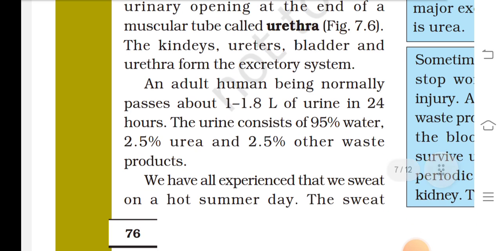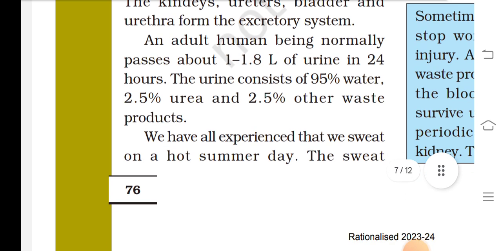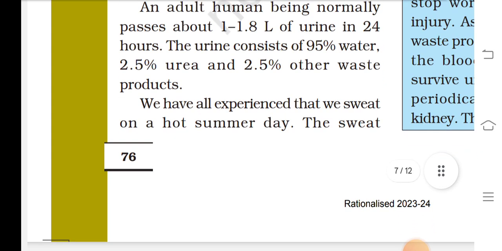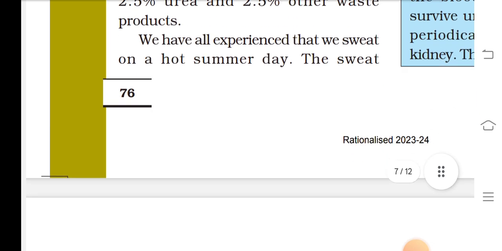The kidney, ureter, bladder and urethra form the excretory system. An adult human being normally passes about 1 liter of urine in 24 hours. The urine consists of 95% water, 2.5% urea and 2.5% other waste products.